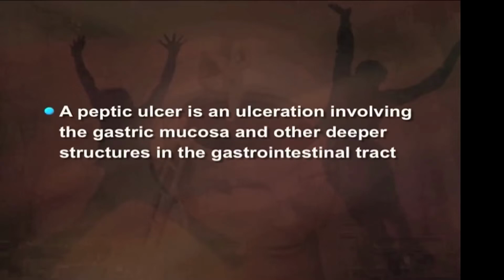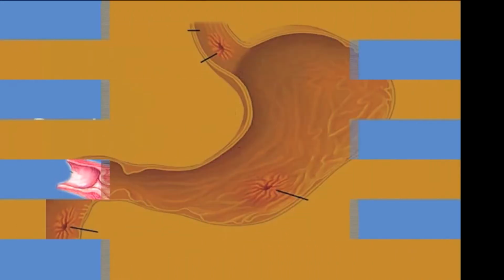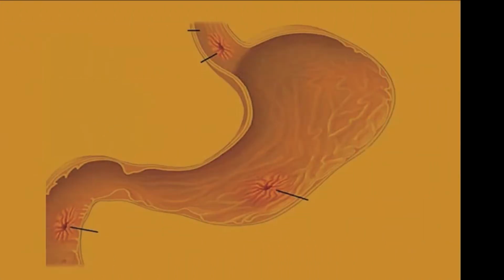A peptic ulcer is an ulceration involving the gastric mucosa and other deeper structures in the gastrointestinal tract. Now you may ask me, what is the gastric mucosa? The gastric mucosa is the tender inner lining of the stomach that is comprised of soft epithelial tissue. Now this umbrella term of peptic ulcers includes gastric ulcers, esophageal ulcers as also duodenal ulcers.